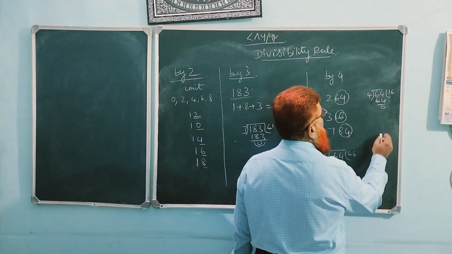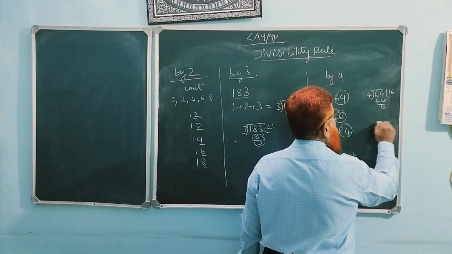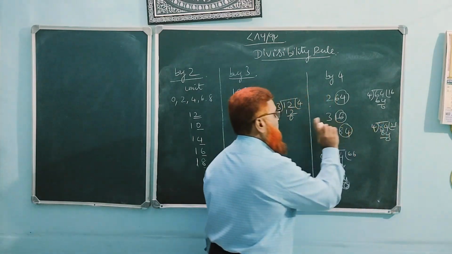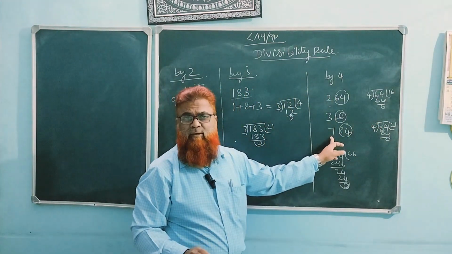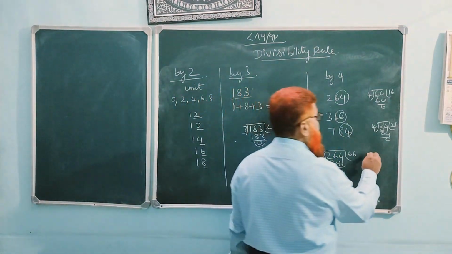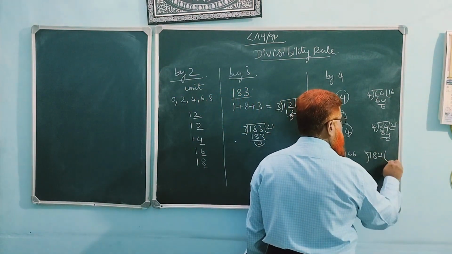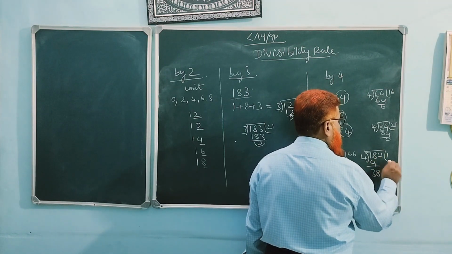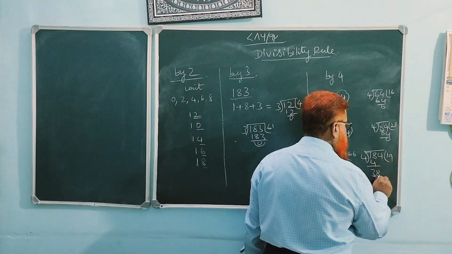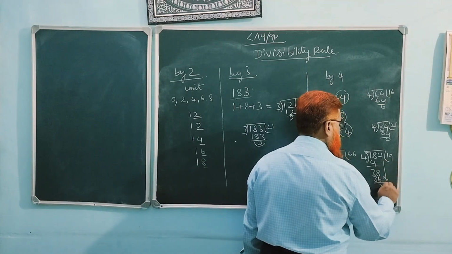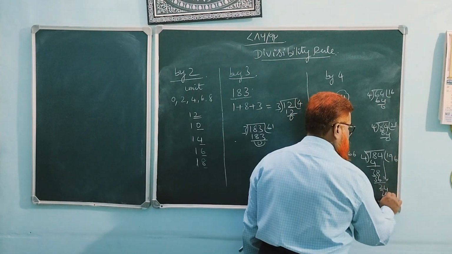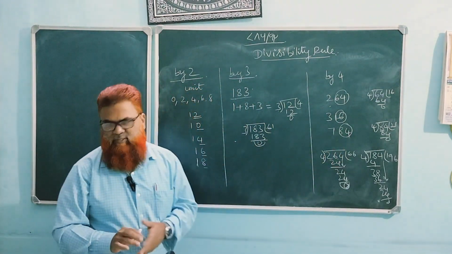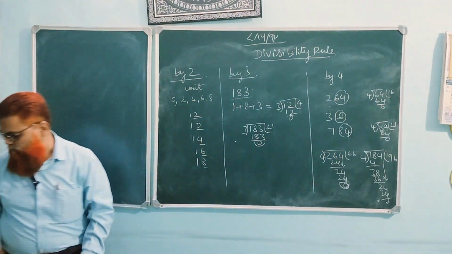If you take 784, test whether 84 is divisible by 4 or not. 4 twos are 8, 4 ones are 4. Yes, the last 2 digits of this number are divisible by 4. Therefore, 784 is also divisible by 4. So this is the rule of 4. Rule of 2, rule of 3, rule of 4.